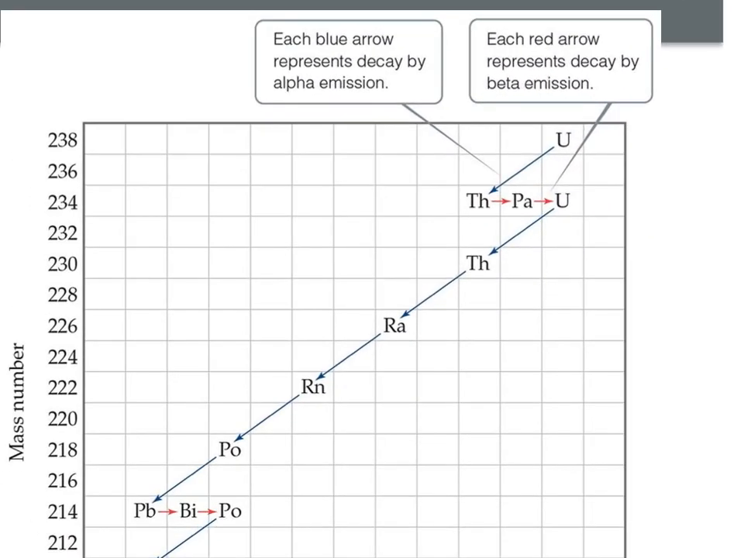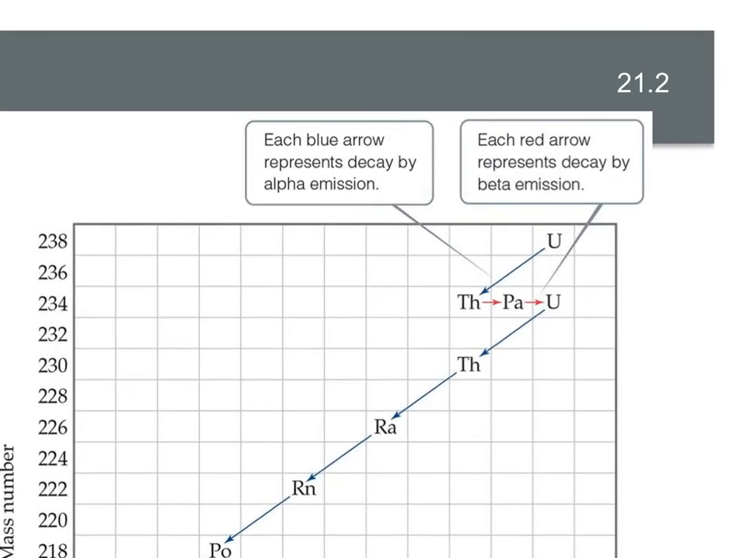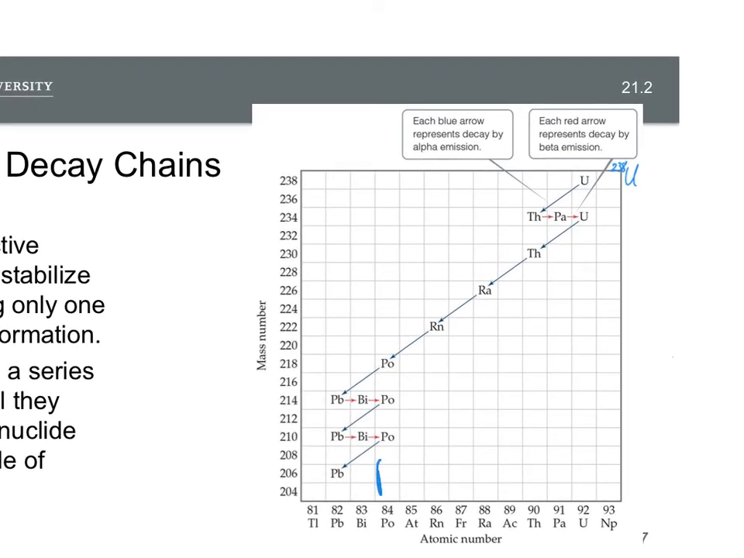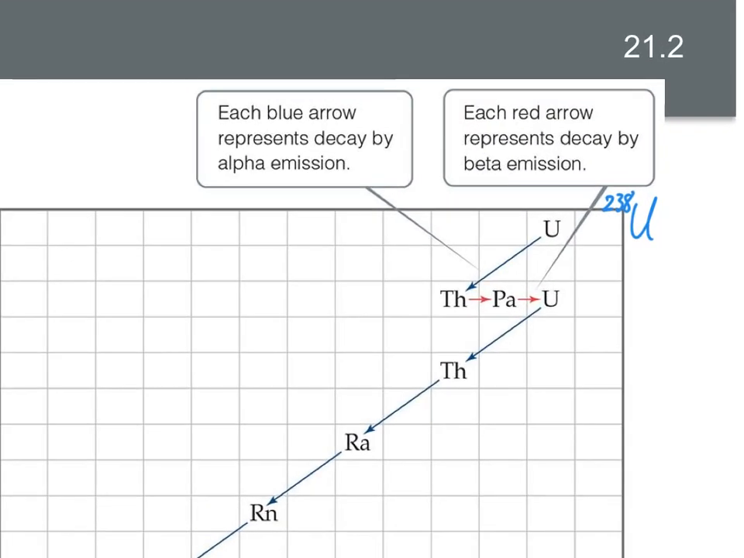So if we zoom in here on our plot, this looks at uranium-238, and it decays by multiple transformations in order to get to lead-206. And that's its stable nuclide. There are different arrows here. The blue represents decay by alpha emission, so it's emitting an alpha particle, and then the red represents beta emission.